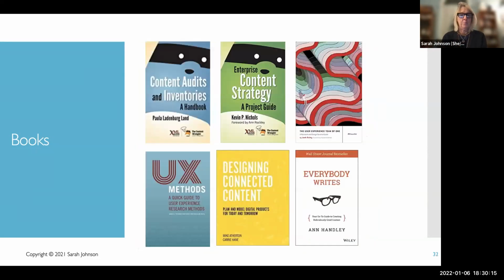And then I have more books because I love books. If you're interested in audits and inventories, Paula Land's book is really good. Enterprise Content Strategy by Kevin Nichols is great. The User Experience Team of One is really interesting because that covers a lot of user research methodologies you can do on your own. So I try to include a range of resources that I've found useful.